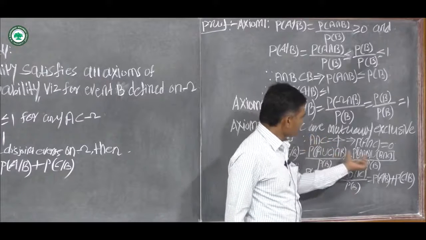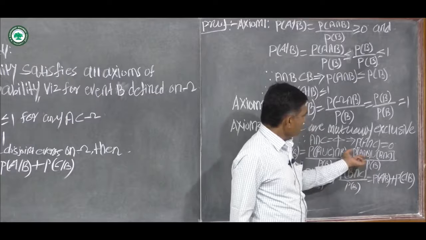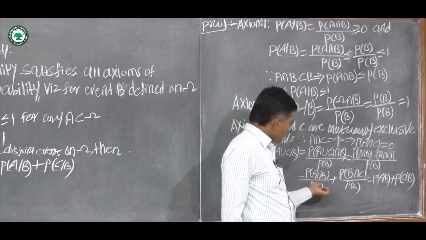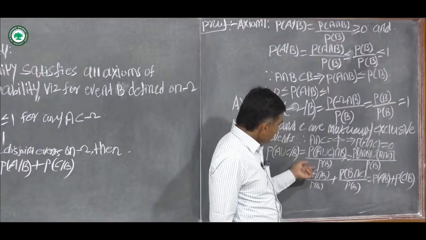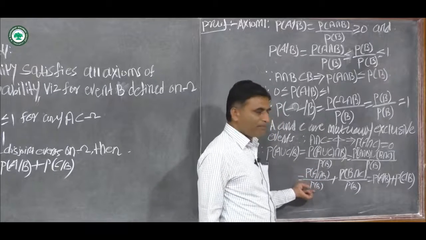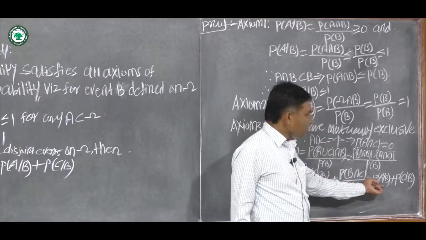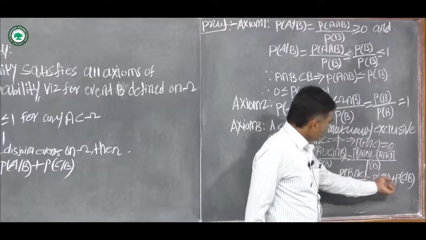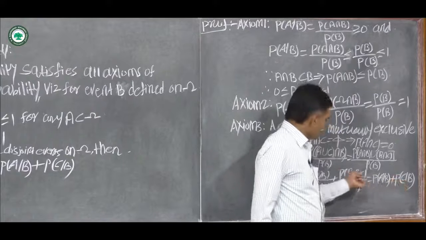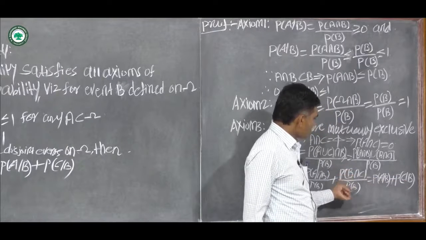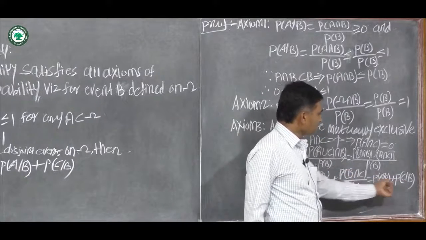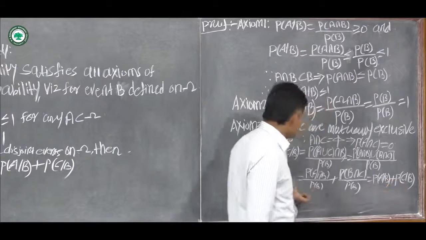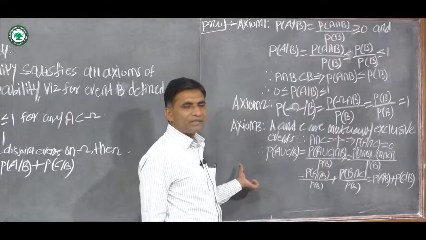Therefore, the intersection of A, B and C is equal to phi, hence we have this one. The probability of A intersection B upon probability of B is equal to probability of A given B, plus probability of B intersection C upon probability of B, which is equal to probability of C given B. Hence, the theorem is proved.